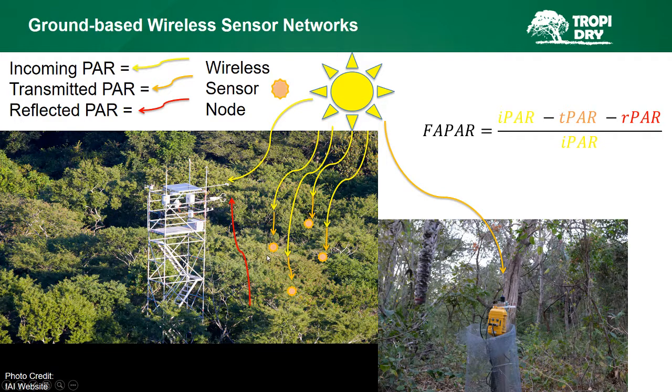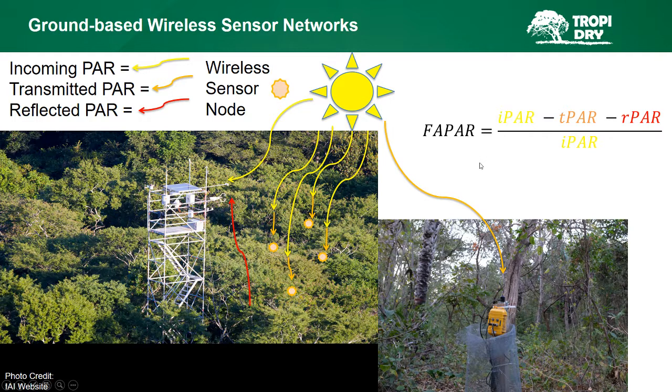Now, PAR, like I was mentioning before, can be reflected by soil, by the vegetation itself, or by water and other factors. So we also measure the amount of reflected PAR that comes back through the canopy back into the atmosphere. So if you take the total incoming PAR minus the transmitted PAR minus the reflected PAR and divide by the total amount of radiation, this is what gives you your FAPAR.